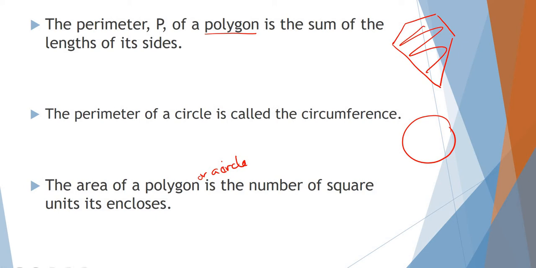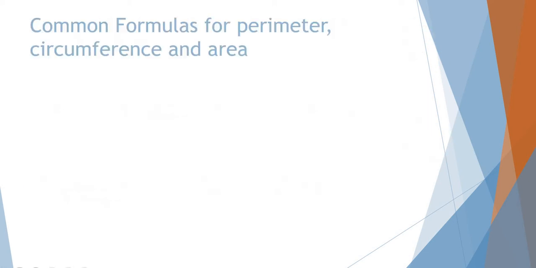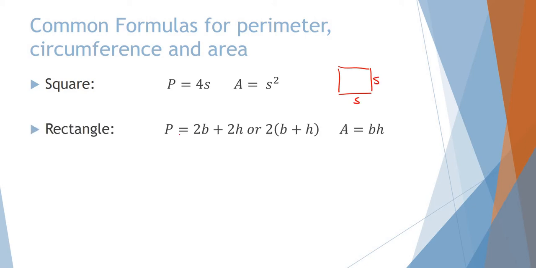Okay, so let's look at some of these formulas. Common formulas for perimeter, circumference, and area. So write these down. Square: perimeter is 4 times the length of the sides. The area is s squared, where each side has the same value. Rectangle: 2b plus 2h, or 2 times b plus h. And the area is b times h. Sometimes this is also written as length times width.